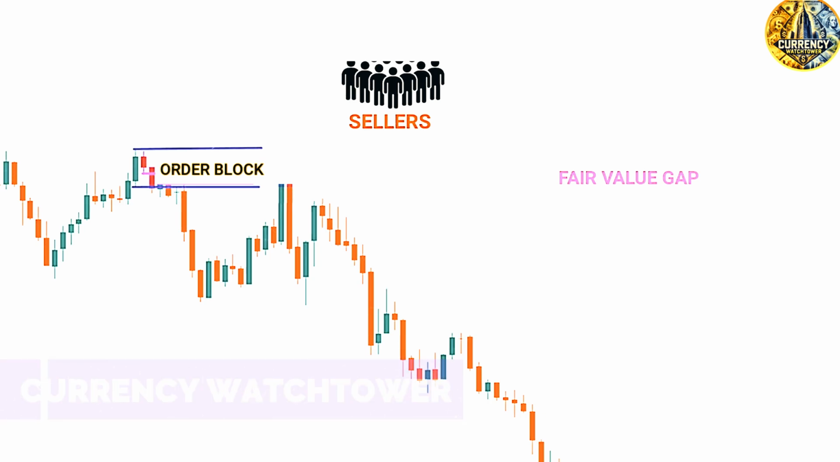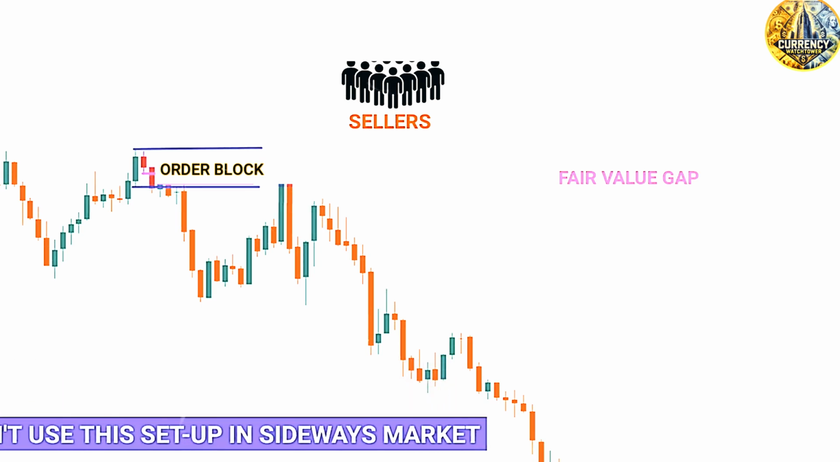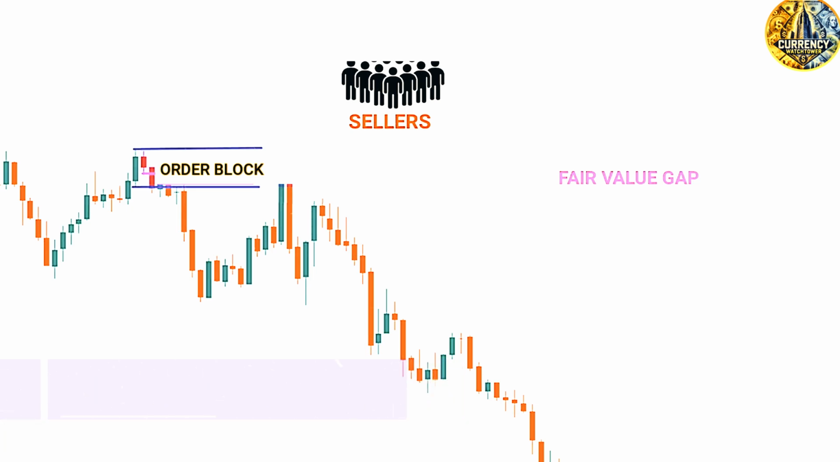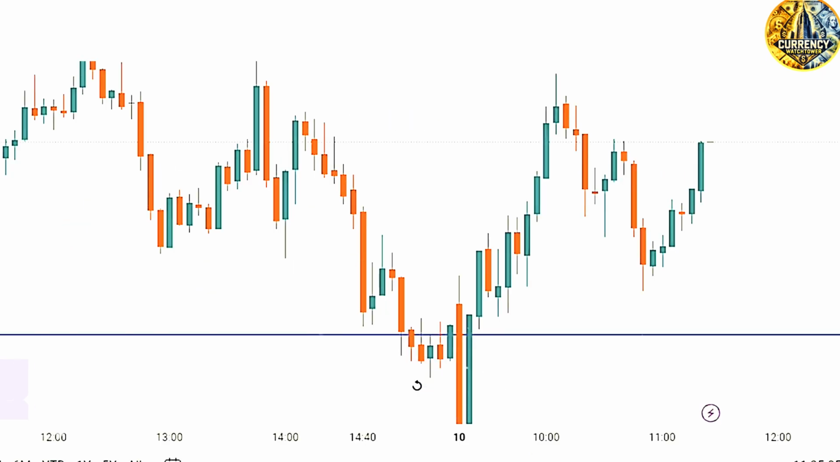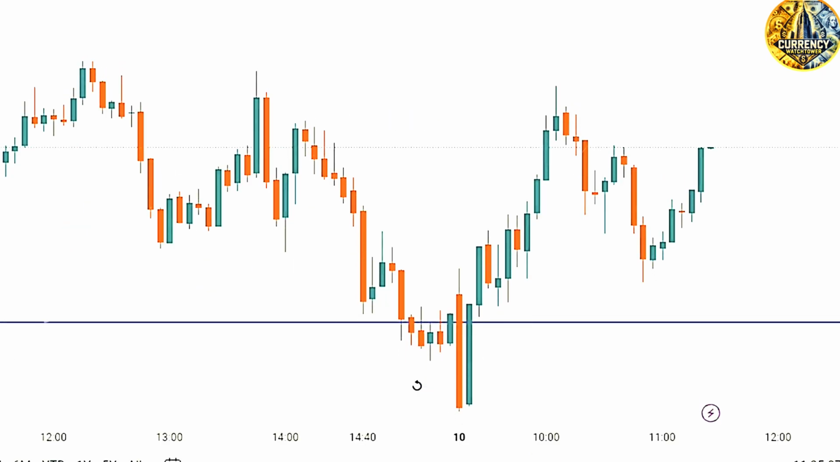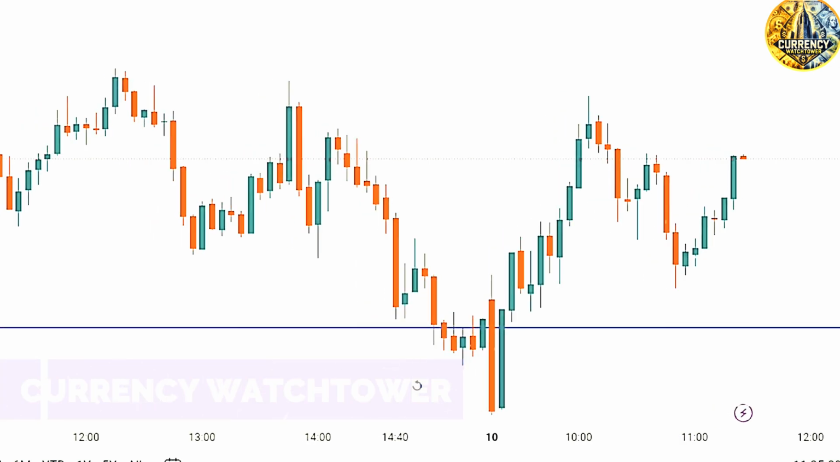So, in this condition, you have to trade carefully. When there is an order block and a fair value gap near it, you should wait until the price fills that fair value gap. If any reversal candlestick pattern is seen, you can then plan your trade. Friends, one thing you must always remember is that the closer the fair value gap is to the order block, the higher the chance of the price reversing from there. You should also never use this setup in a sideways market.